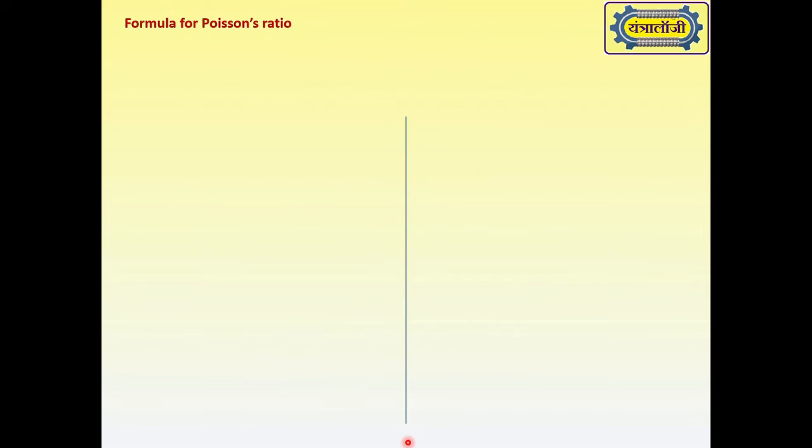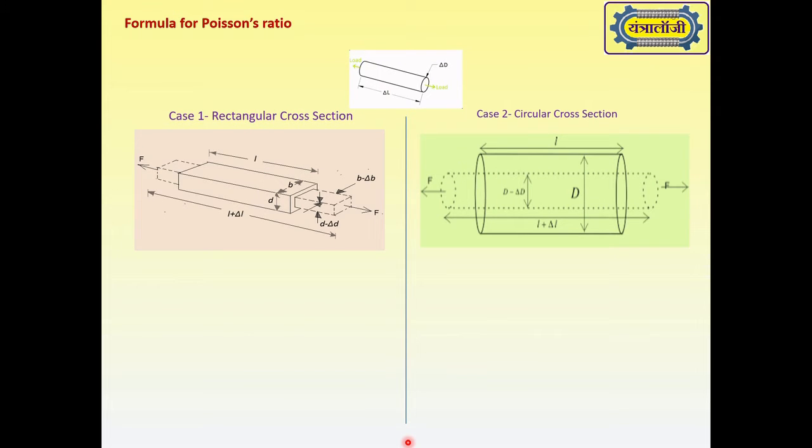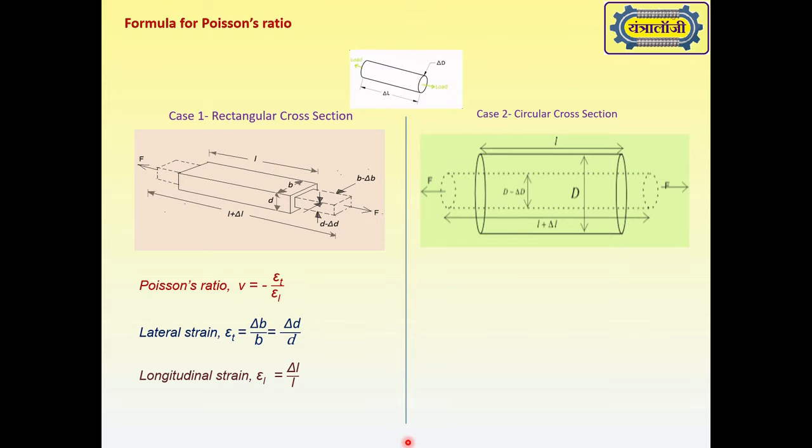Formulae for Poisson's ratio: we'll see two cases here. One is a rectangular cross section and the second is the circular cross section. In the case of a rectangular cross section, the bar has original length L, breadth B and depth D. When the bar is pulled from both the sides, the change in length, that is the increase in length, is delta L, but the decrease in breadth will be delta B and the decrease in depth will be delta D.